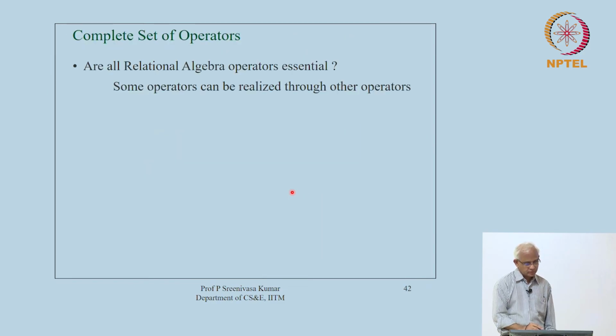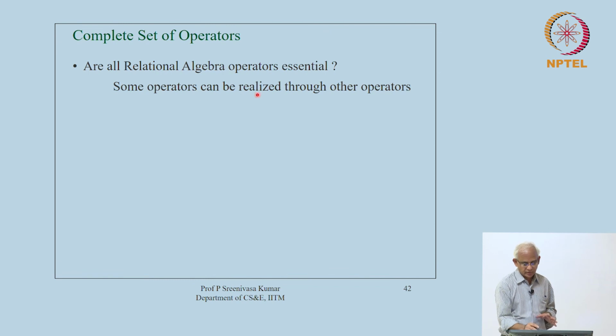Now, let us come to this complete set of operators question. What are all the relational algebra expressions we have introduced so far? We have introduced selection, projection, union, intersection, difference, cross product, join, division, and rename. Of course, rename is not a computational object, but it is a convenient operator.